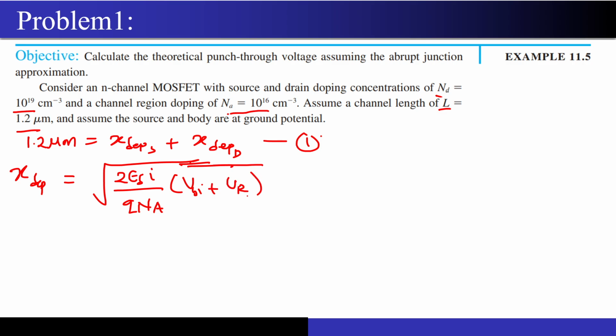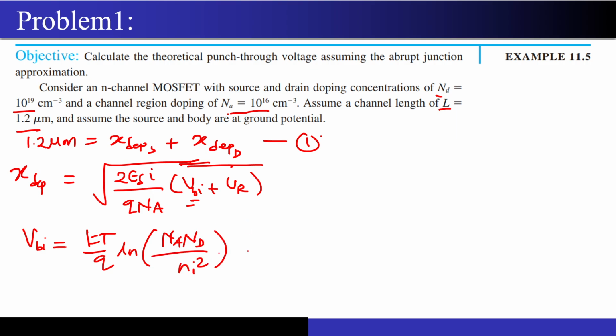For the drain side, this VR will be VDS, that is the theoretical punch through voltage asked in the question, and for the source side this will be 0. But unfortunately I don't even know the value of VBI. Correct? So I have to get the formula for VBI, that is what? kT by q ln of NA ND upon ni square.